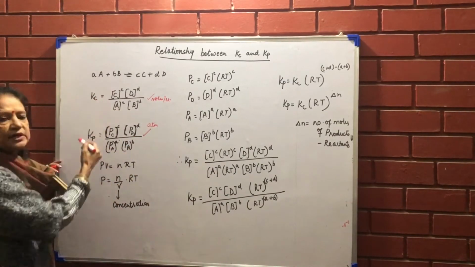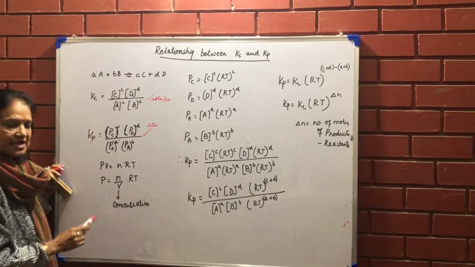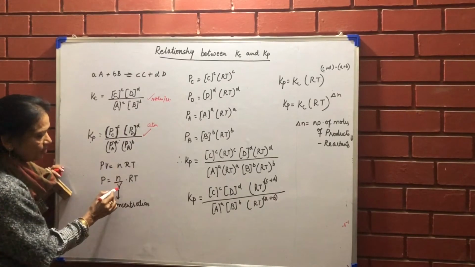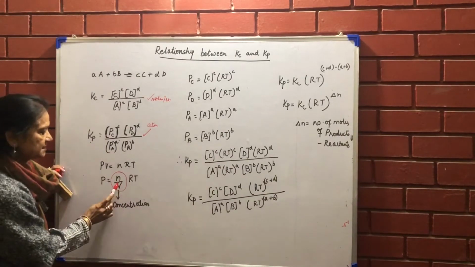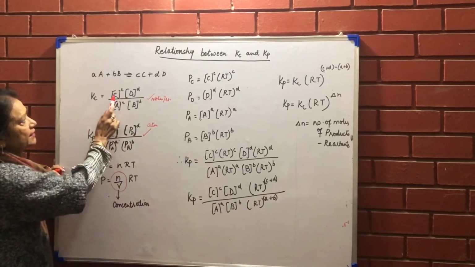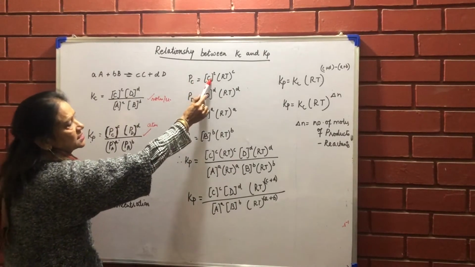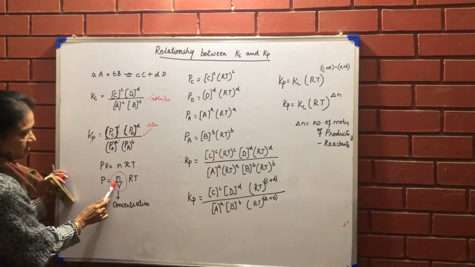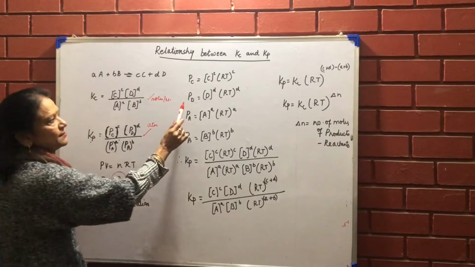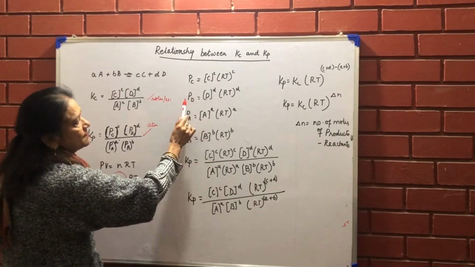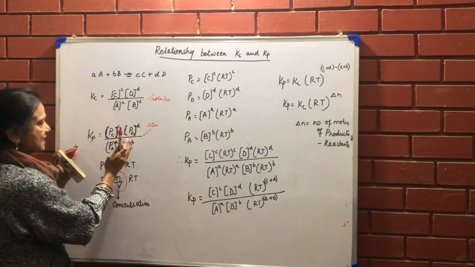Now I want to find out the relationship between the two. I know PV is equal to nRT according to the gas equation. P is equal to n upon V into RT, and n upon V is nothing else but concentration. So if I want to find the pressure of C, it can be concentration of C into RT, to the power c. Similarly, I can write the pressure of D, of A and of B in the same way.